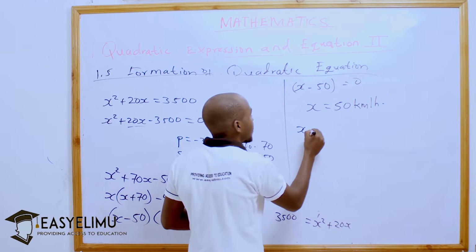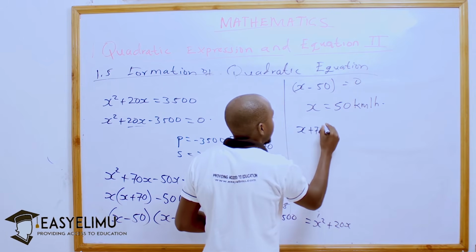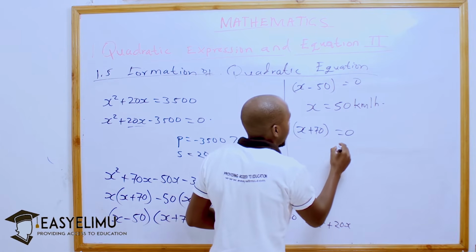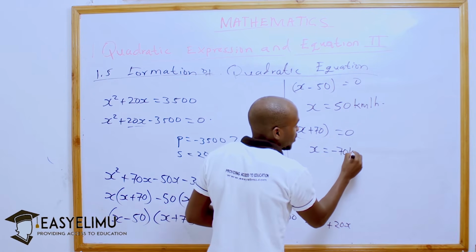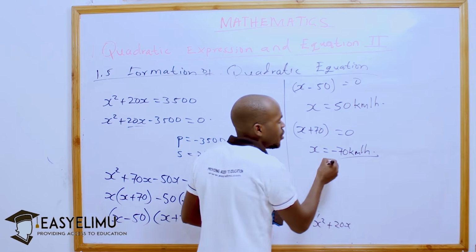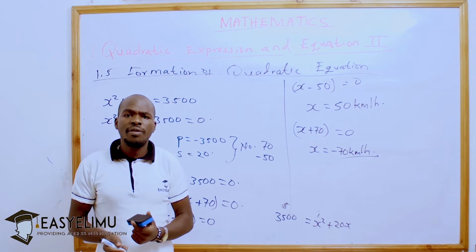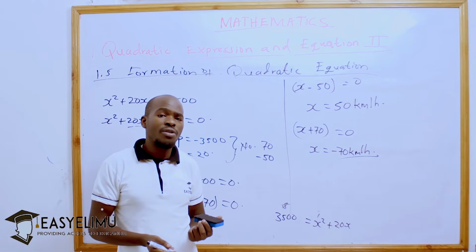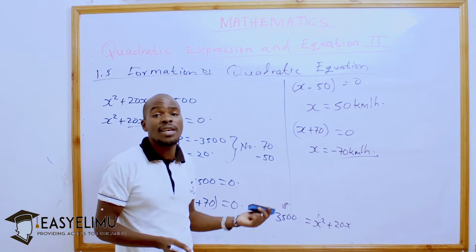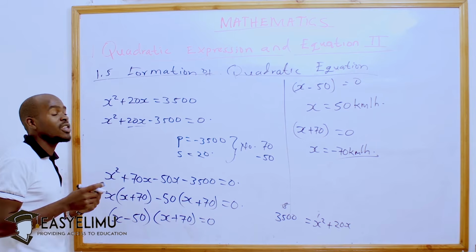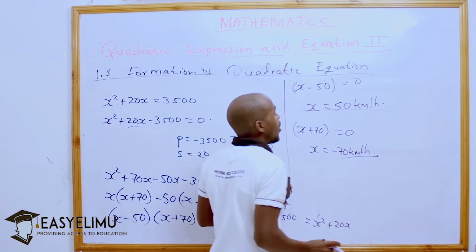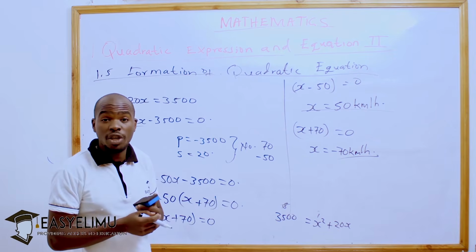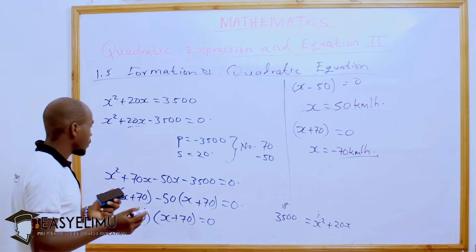And if we equate the next bracket, which is x plus 70, we shall find that our x is going to give us negative 70 kilometers per hour. But as we know, it is only negative if it is depreciating or decelerating. But this one is a speed which they are moving on, so the speed should be positive. And if it is positive, then it means that our value for x will be 50 kilometers per hour.